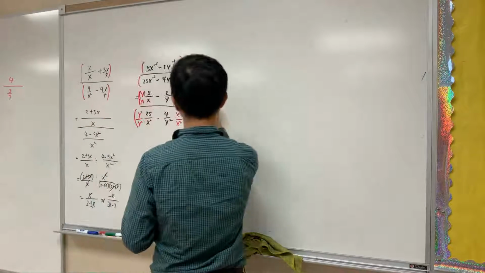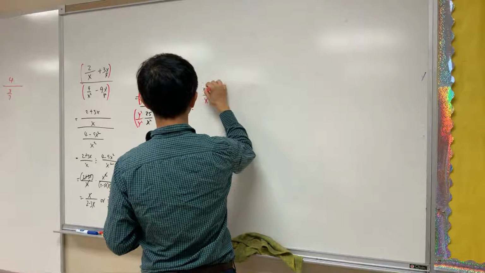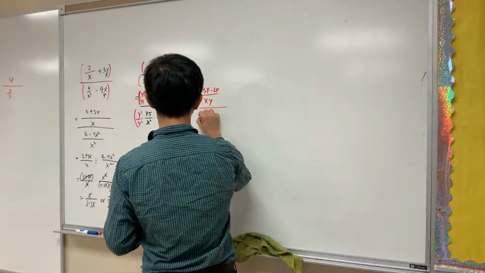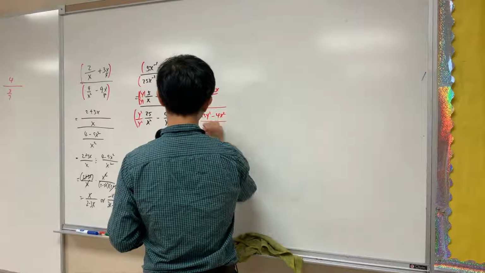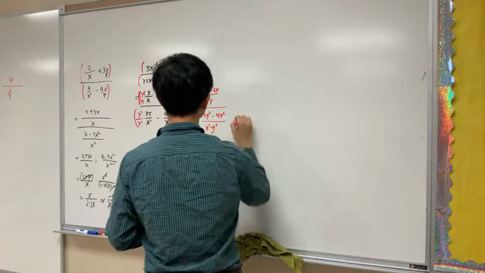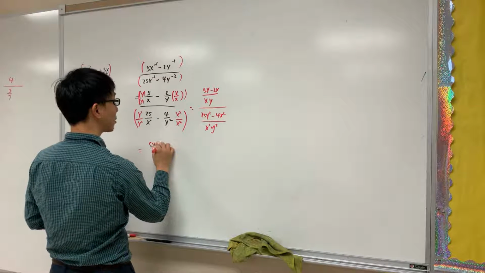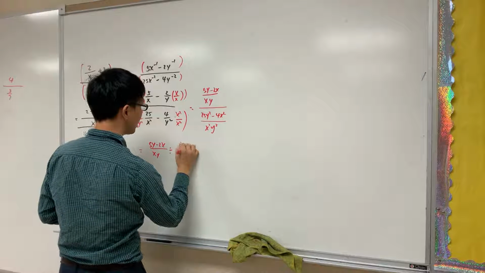So that means I need to simplify that. So that's going to be xy. That's going to be 5y minus 2x, all over 25y squared minus 4x squared, over x squared y squared. That's equal to 5y minus 2x over xy, divided by 25y squared.